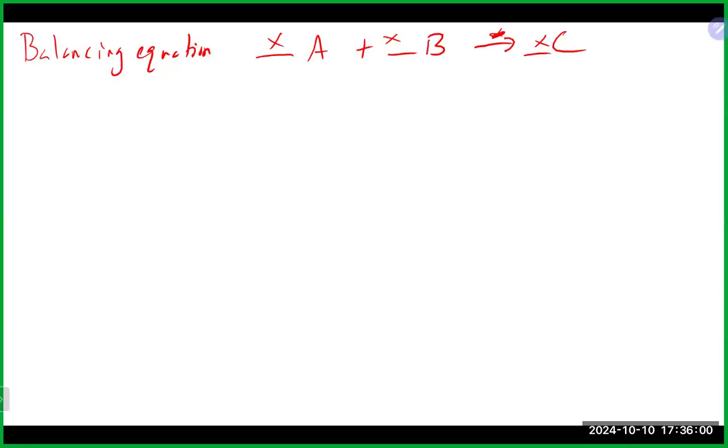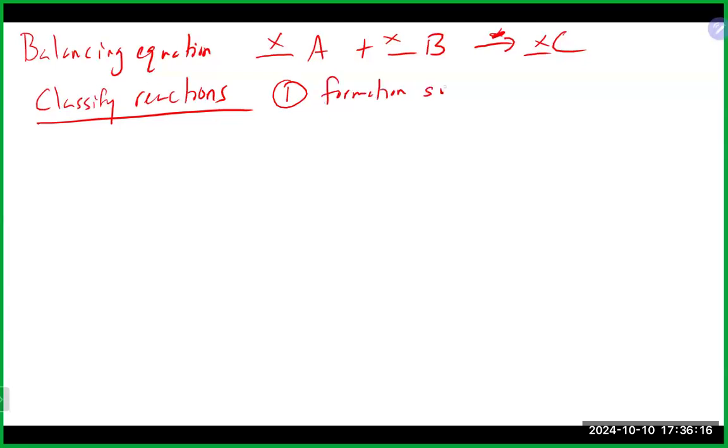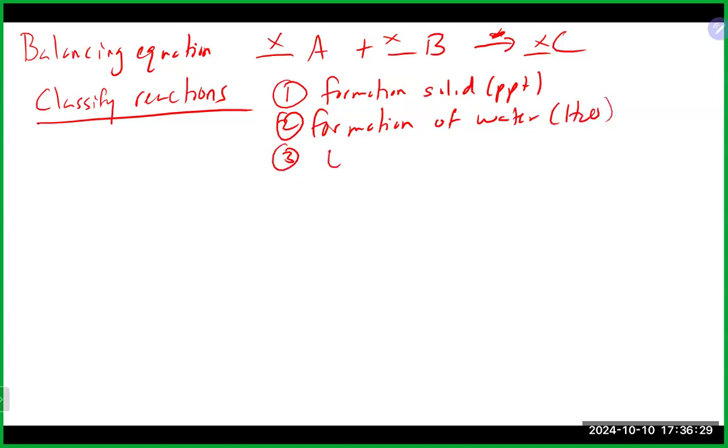We started talking about ways to classify reactions. And remember that pretty much there are three reasons why a reaction takes place: the formation of a solid, or a precipitate; the formation of water; and electrons being transferred. So as I talked about last time, there are really two big categories of reactions.